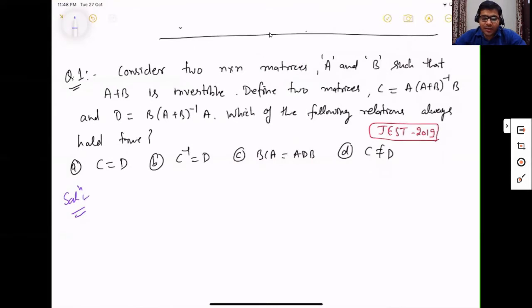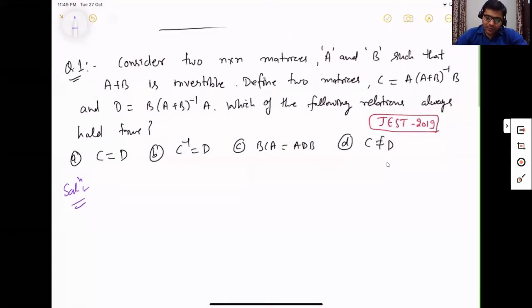Consider the two n cross n matrices A and B such that A plus B is invertible. Define the matrices C equal to A plus B inverse B, and D equal to B A plus B inverse A. Which of the following relations always hold true? C equal to D, C inverse D, C inverse equals D, B C A equal to A D B, and of course C not equal to D. So let's try to solve this problem.